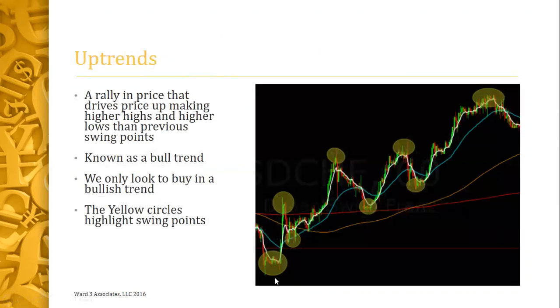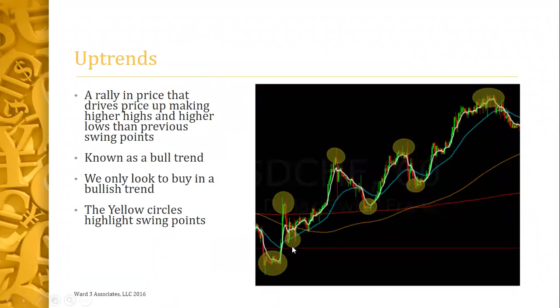Okay, this is what an uptrend looks like. Uptrends are a rallying price that drives price up, making higher highs and higher lows than previous swing points. It's known as a bull trend or a bullish trend. In these trends, we typically only look to buy in situations as a new trader. The yellow circles highlight the swing points.